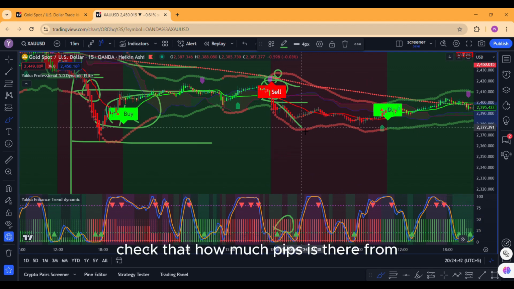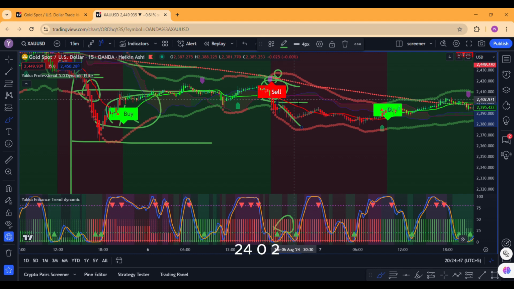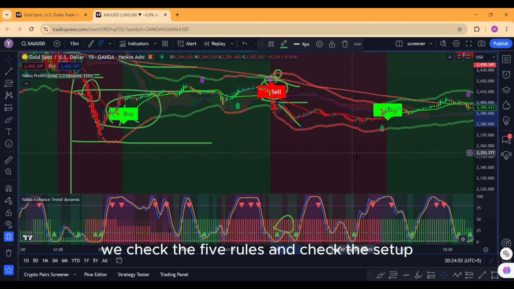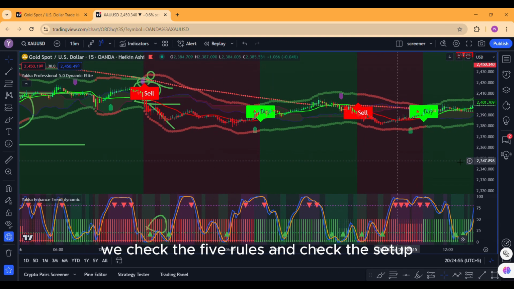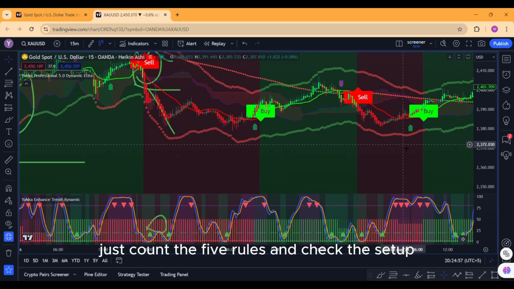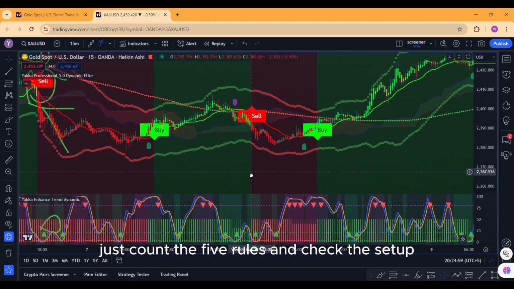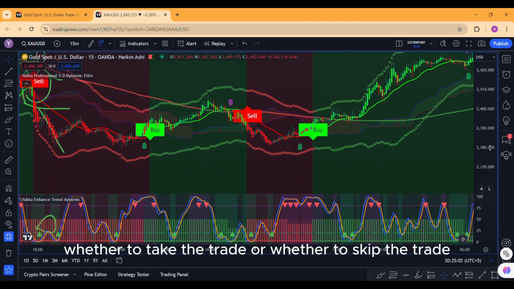Check how many pips there are from 2402 to 2381. These are the 5 rules. We check the 5 rules and check the setup. This is very easy. Just count the 5 rules and check the setup, whether to take the trade or skip the trade.